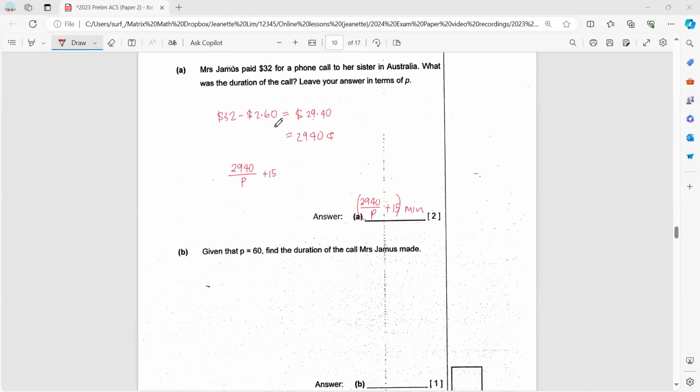Next part. Given that P is 60, find the duration of the call. Okay, so what we have here, you just need to put in P as 60. So 2940 over 60 plus 15. 2940 divided by 60 is 49. So 49 plus 15 is 64. So answer: 64 minutes.